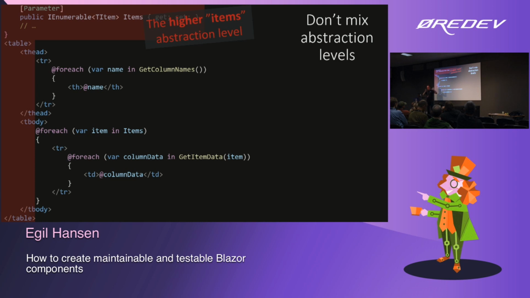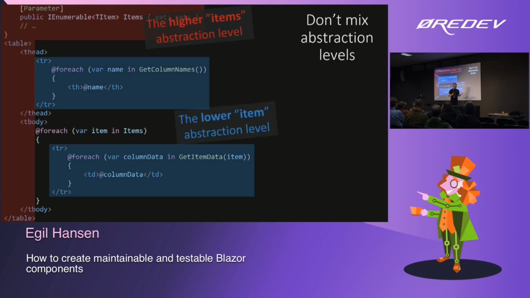These parts of the table are about putting out the multiples of items, whereas the blue parts here are dealing with the individual item. That's a lower level. They're just concerned about one single item at a time. So that's an indication that there is a mix of abstraction levels here.